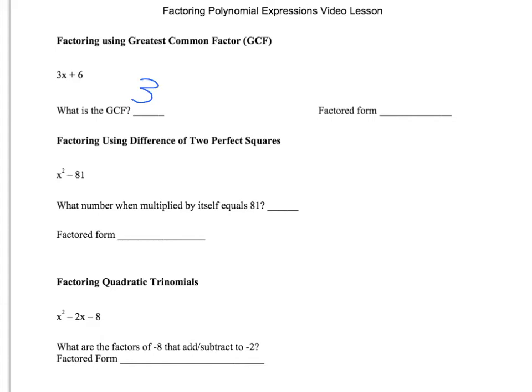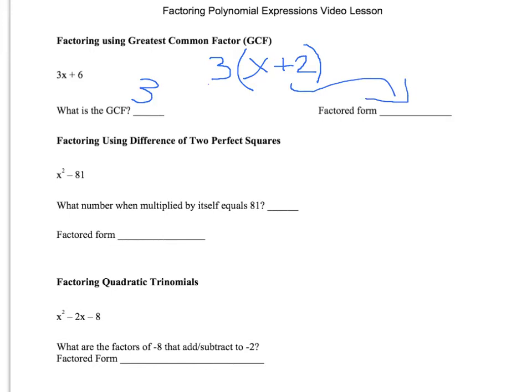What I'm going to do is take out my greatest common factor. So my greatest common factor is a 3. When I take a 3 out of 3x, I'm left with an x. When I take 3 out of 6, I'm left with a 2. And the reason is because 3 times x would give me 3x, 3 times 2 would give me 6. So my factored form is 3 times x plus 2.